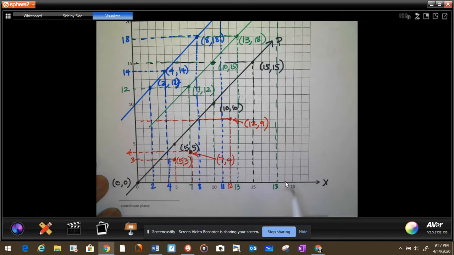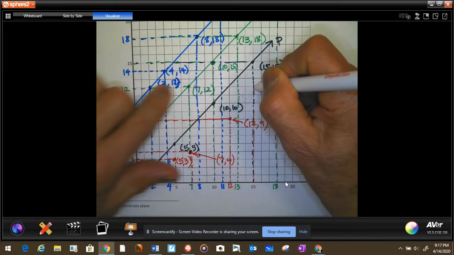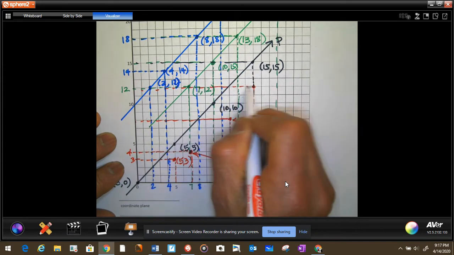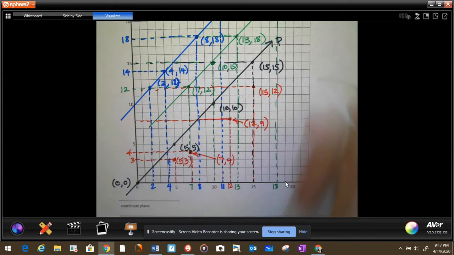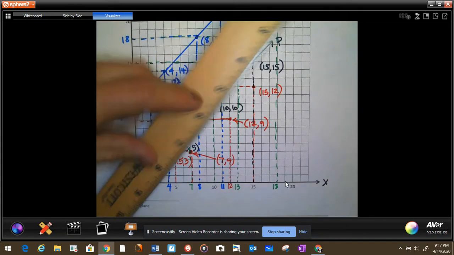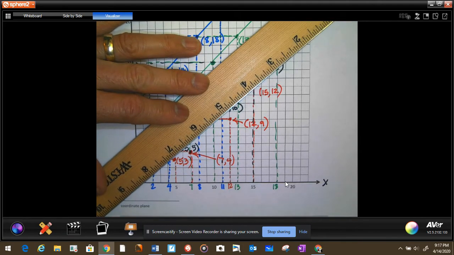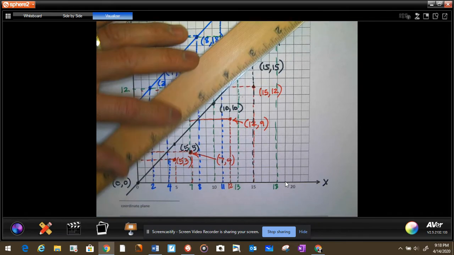Our last point is going to be 15, 12. So when x is 15, y has to be 12. And 12 is going to be right on this line right here because it's already there. And we're going to label it again. And notice what happened. When y was less than x, the line is getting closer to, what is the point? I think I made a mistake at one point.